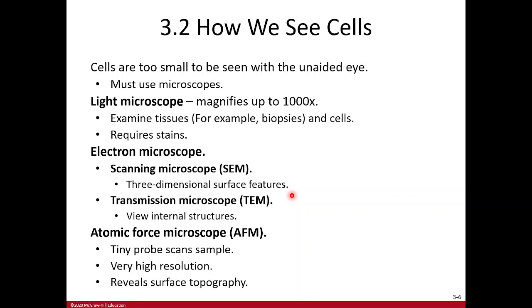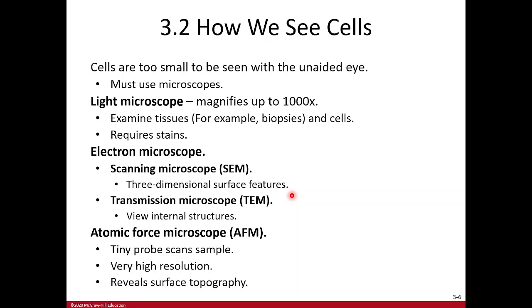For instance, we can study biopsies of tissue, which is living tissue, to see the characteristics of that tissue. Most of the cells cannot be seen in light microscopy without the aid of a dye or a stain, so most cells need to be stained.